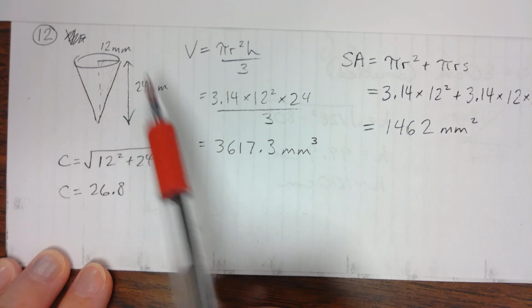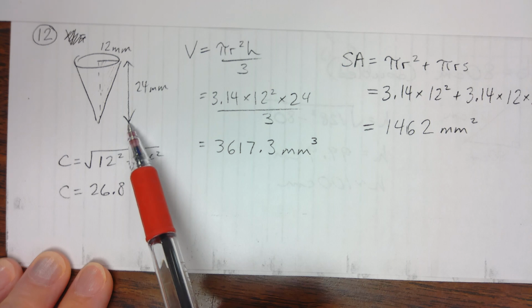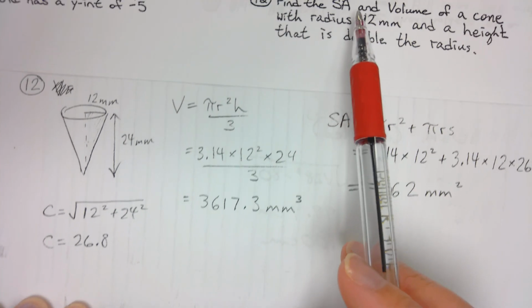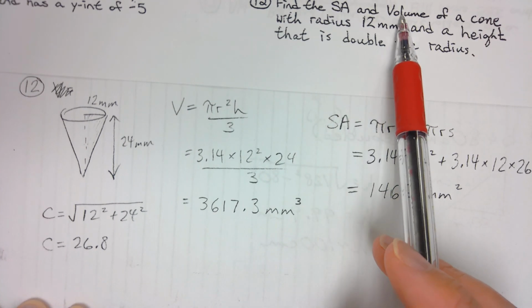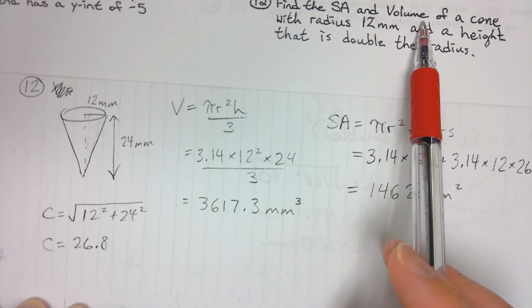So you have a radius of 12, height of 24. The question asks for surface area and volume, so make sure you answer both.